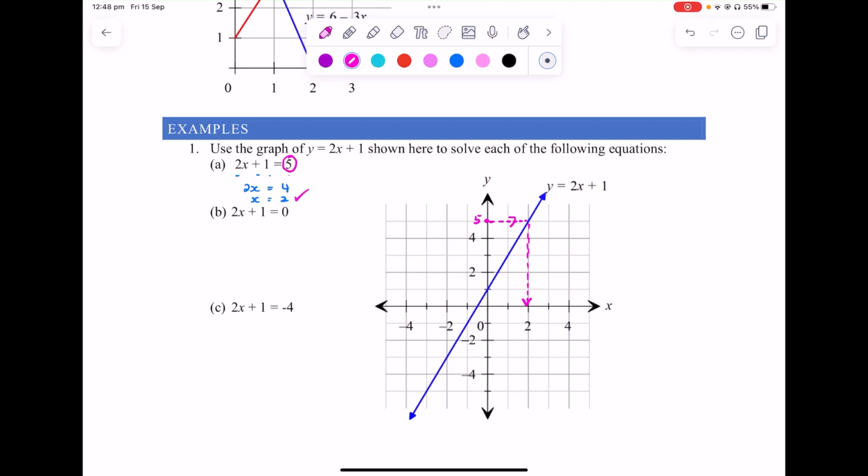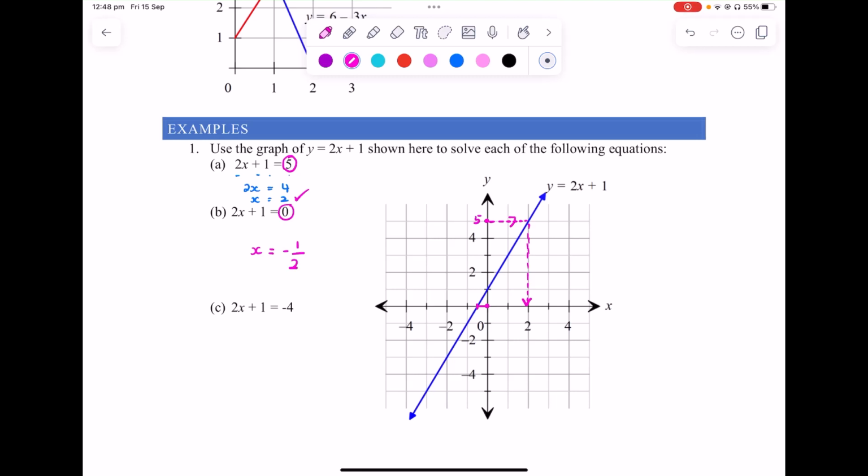Now I'm going to do the same for the next one. The y value is now 0. Y is 0 here. I go until I hit my line, and here is where I'm hitting it, and I'm thinking to myself, what is that x value? That is where x is negative a half.